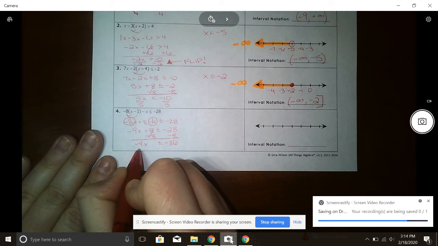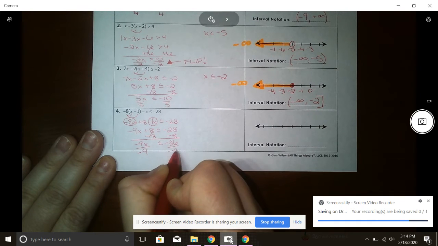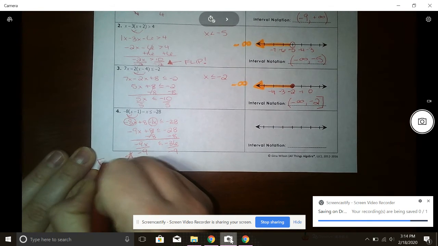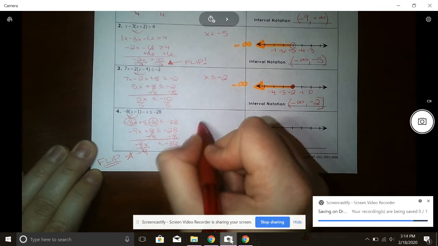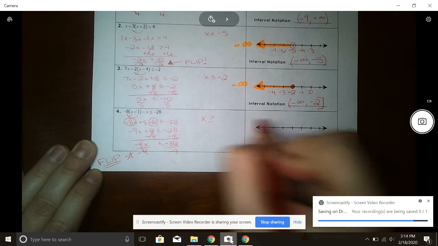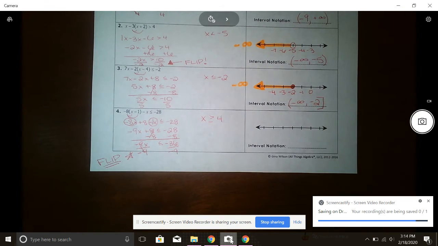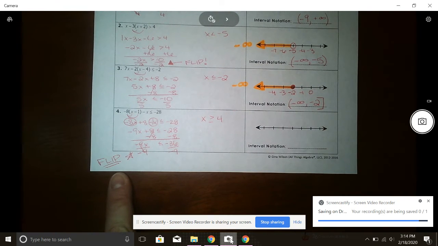And finally, to finish the solve, I need to divide by negative 9. And right there should be the place where you notice that you need to flip the inequality. X is greater than or equal to negative 36 divided by negative 9, which is positive 4. So I'm finished with the solve here. Please make sure that you notice when to flip that inequality sign.